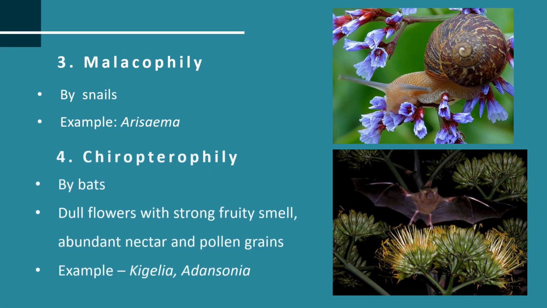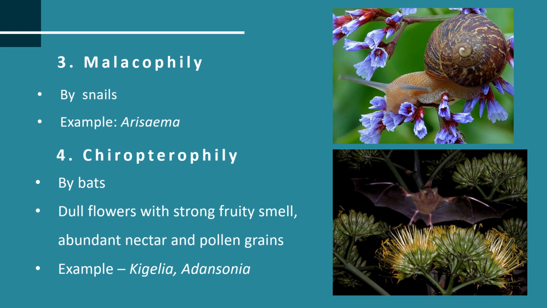Malacophily is pollination taking place by snails and chiropterophily is by bats. For chiropterophily to take place, the flowers must be dull with strong fruity smell and must also produce abundant nectar and pollen grains.